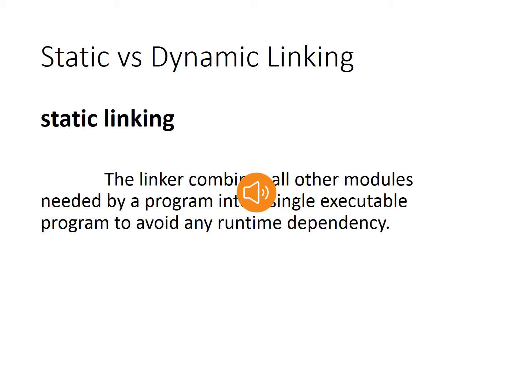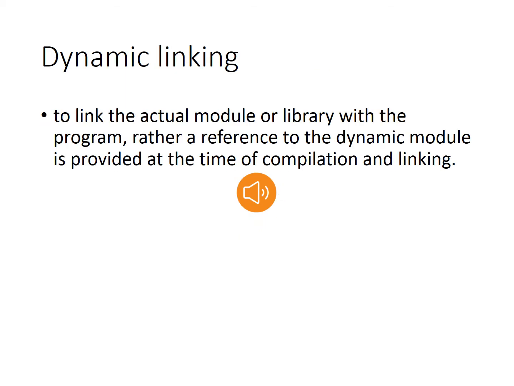As we discussed above, when static linking is used, the linker combines all other modules needed by a program into a single executable program to avoid any runtime dependency. When dynamic linking is used, it is not required to link the actual module or library with the program. Rather, a reference to a dynamic module is provided at the time of compilation and linking. Dynamic link libraries, that is DLL in Windows, and shared objects in Unix are good examples of dynamic libraries.